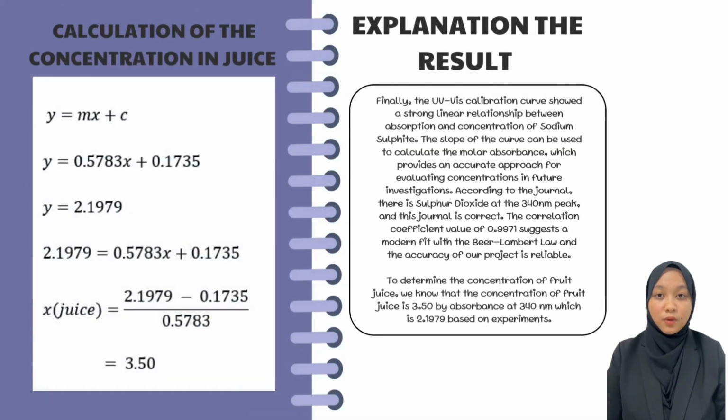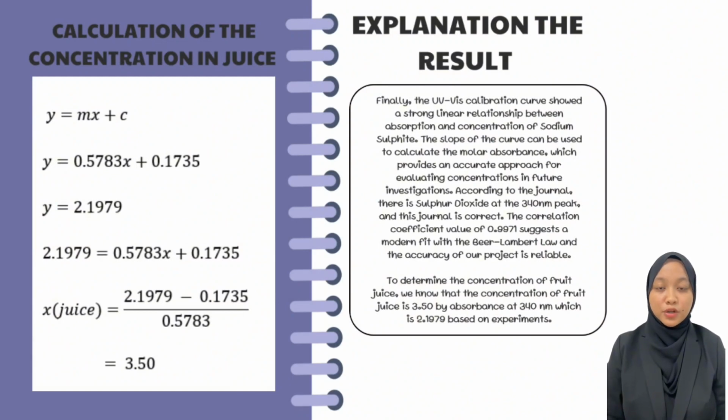So the equation is y equals mx plus c, where y is equal to absorbance and x is equal to concentration. So the equation is y equals 0.5783x plus 0.1735. So the absorbance value is y equals 2.1979. So the next step is to know the concentration of the juice. So the concentration of juice equals 2.1979 minus 0.1735, divided by 0.5783. So the total concentration is 3.50.